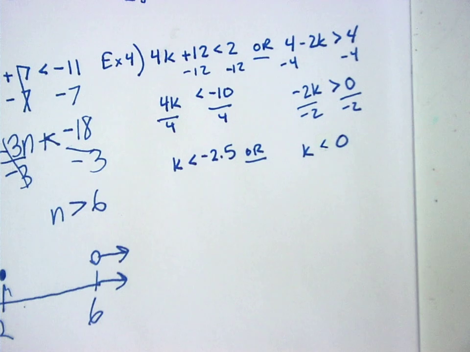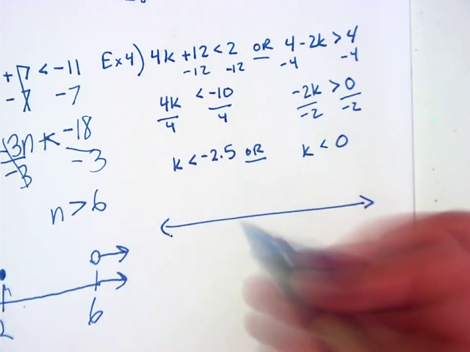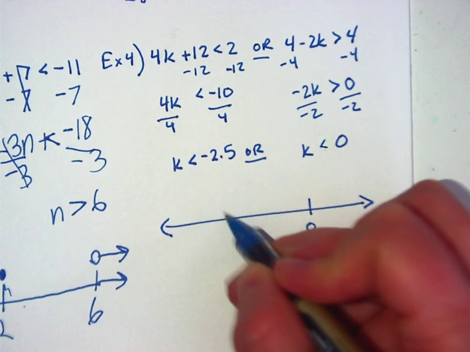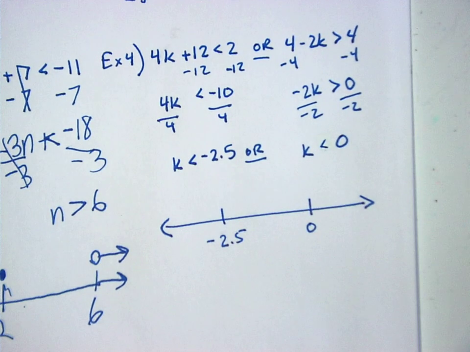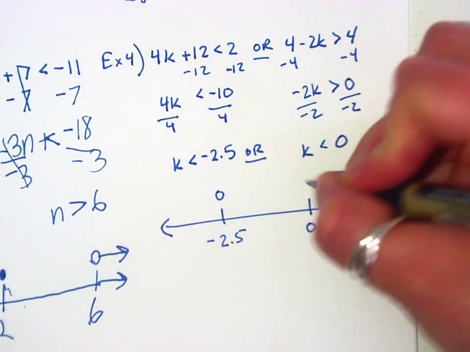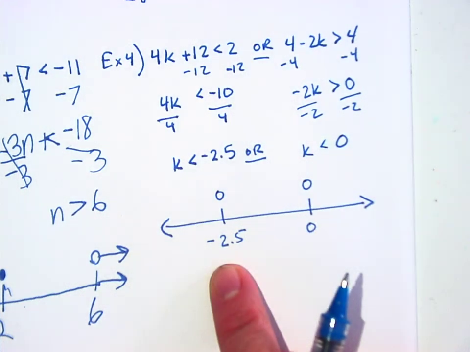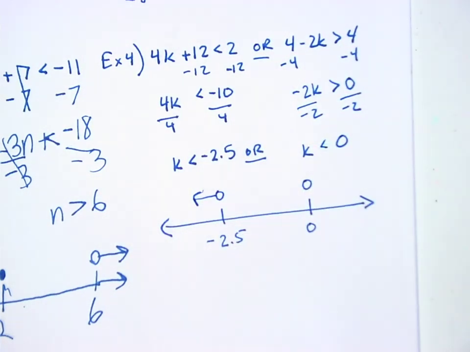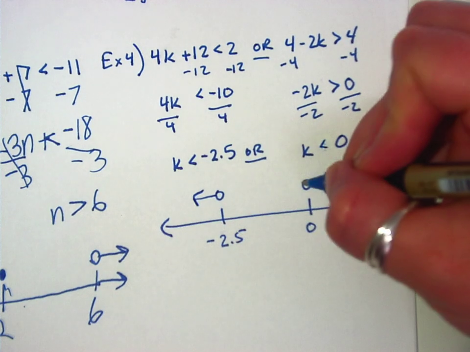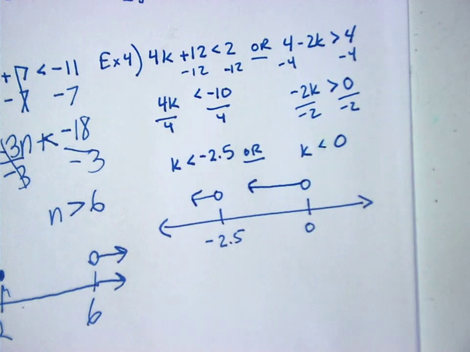Okay. All right, so now what we're going to do is draw a number line. Here is my 0, and here's my negative 2.5. Open or closed? Open for both. Which way should I go on the negative 2.5? Left, because it's less than. And which way on the 0? Left.